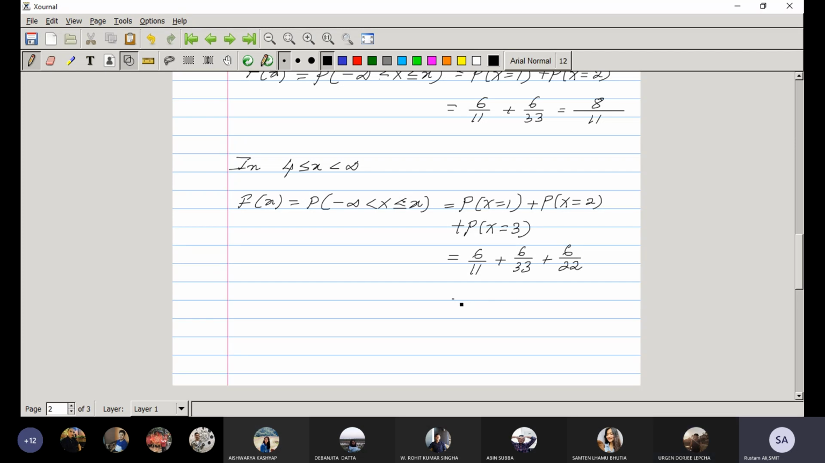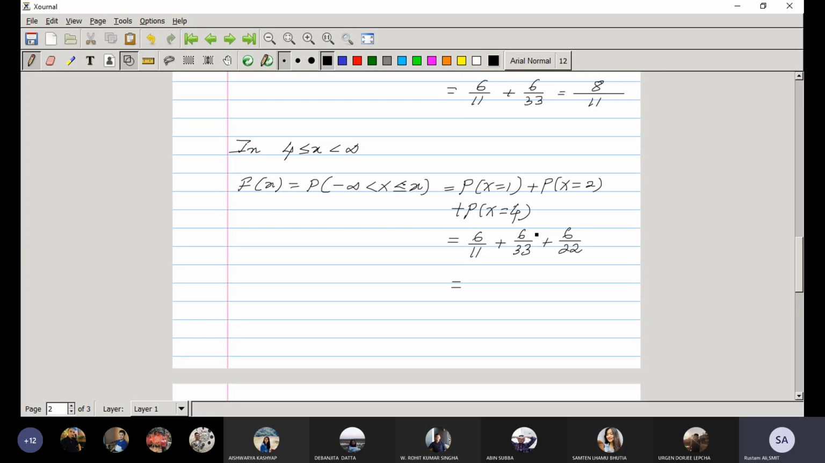Sir, tell the probability x is equal to 4. Oh, sorry, yeah, that will be probability x equal to 4. 6 by 11 plus 6 by 33 plus 6 by 22. So 6 by 11 will actually be 2 by 11, and this will be 3 by 11. So that will be 1.